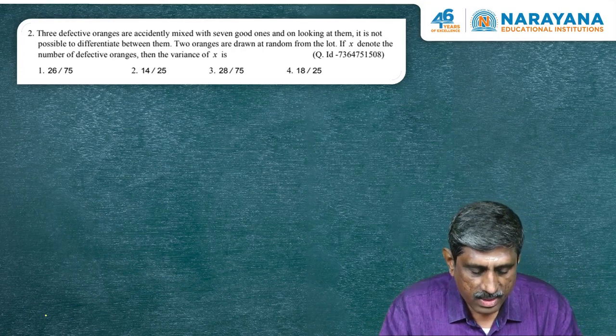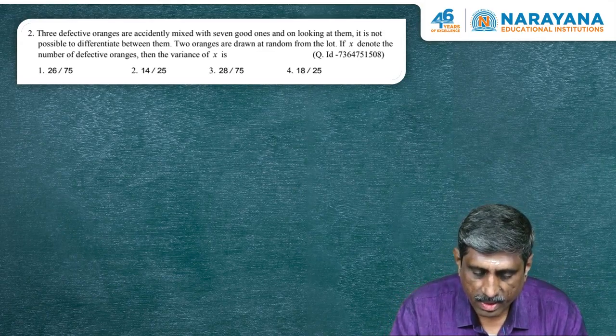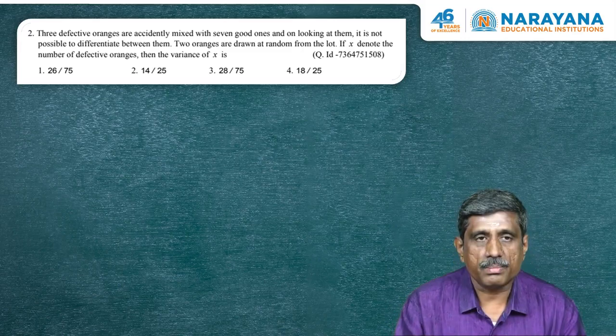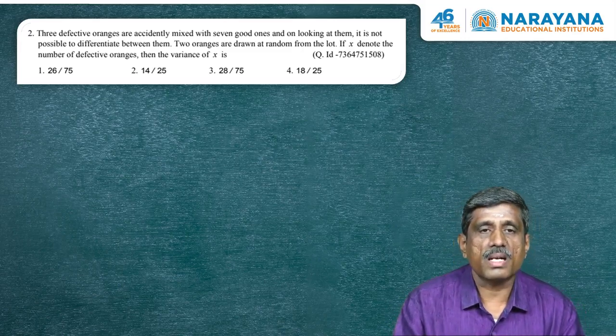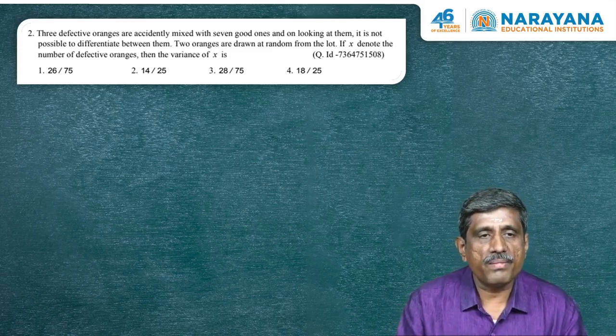3 different oranges are accidentally mixed up with 7 good ones. On looking at them, it is not possible to differentiate between them. 2 oranges are selected at random from the lot. If x denotes the number of defective oranges, what is the variance of x?